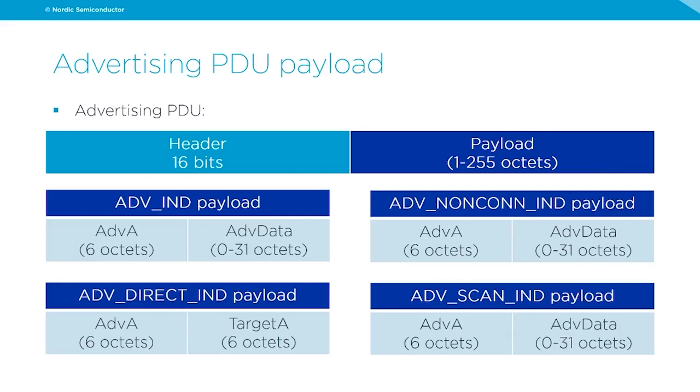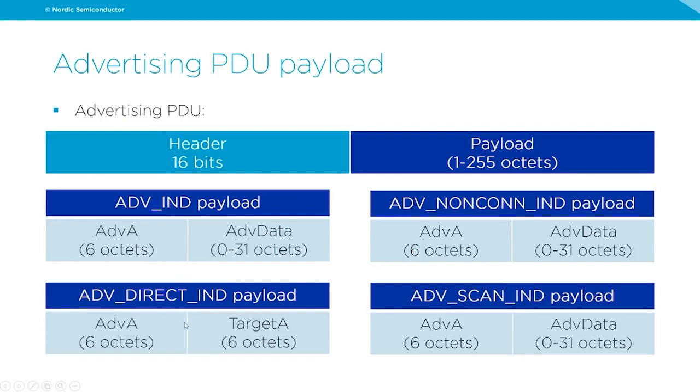So here we show you the maximum size of the payload. For normal advertising PDU, the first 6 octets are the address of the advertiser, and then we have 0 to 31 bytes for advertising data. So in total, the payload can get up to 37 bytes. It's the same for non-connectable and scannable.